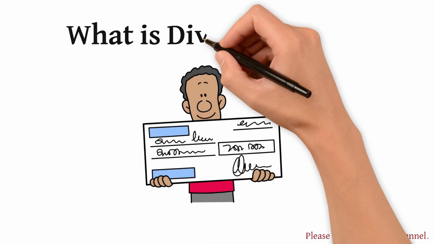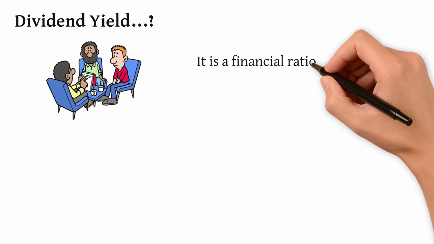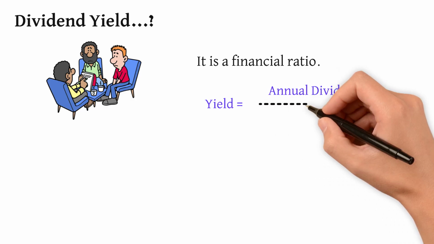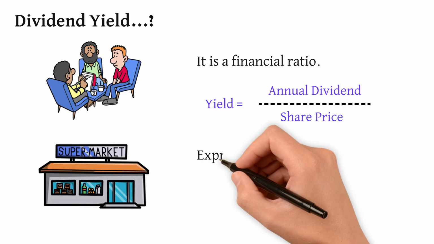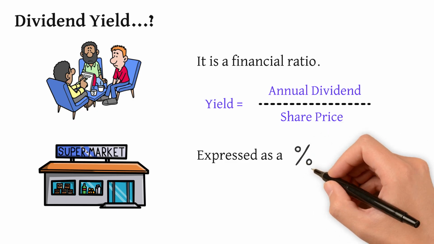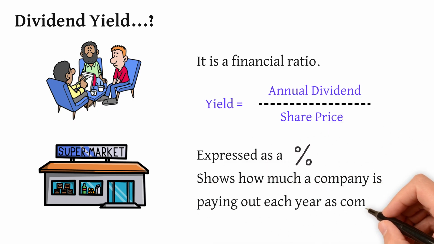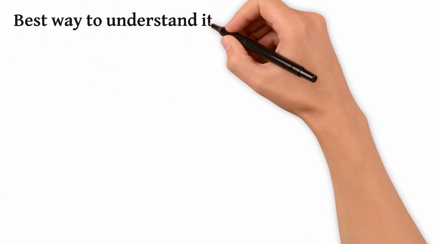So what is dividend yield? A dividend yield is a financial ratio. It is the ratio of a company's annual dividend payments to its current share price. It is generally expressed as a percentage and shows how much a company is paying out each year as compared to its share price. So what is the best way to understand dividend yield?